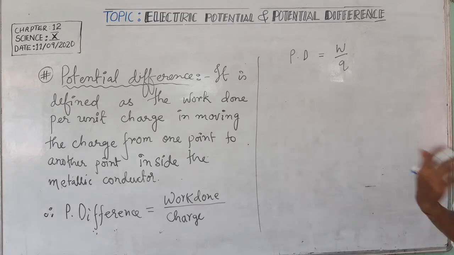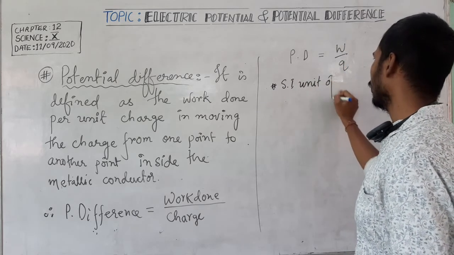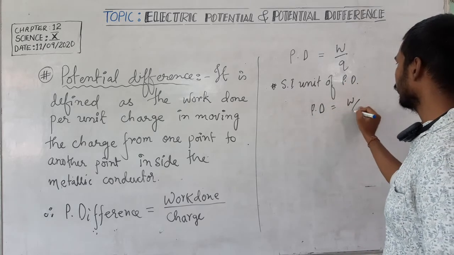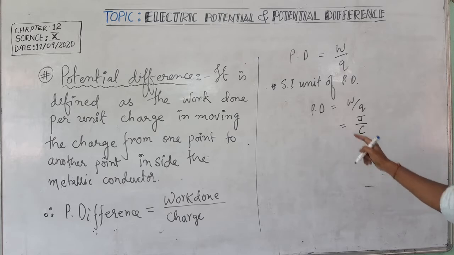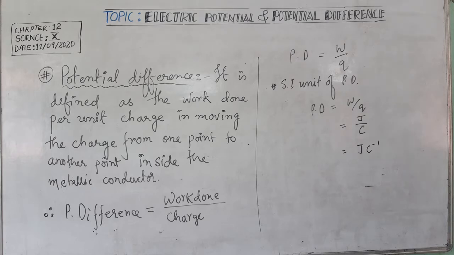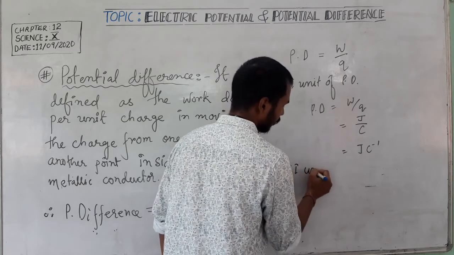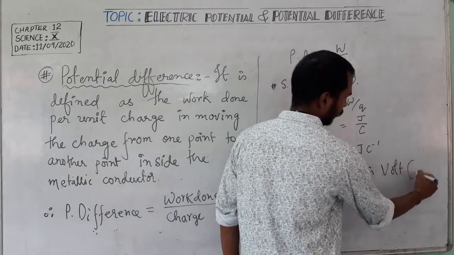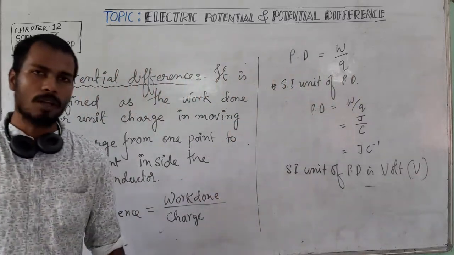Now, what is the SI unit of potential difference? We have potential difference is equal to work done by charge. What is the SI unit of work done? Joule. What is the SI unit of charge? Coulomb. So its SI unit is joule per coulomb, and joule per coulomb is also written as volt. So the SI unit of potential difference is volt. In symbol it is written as capital V.